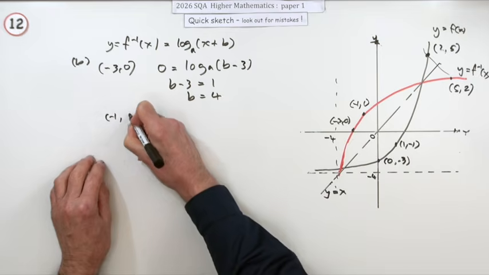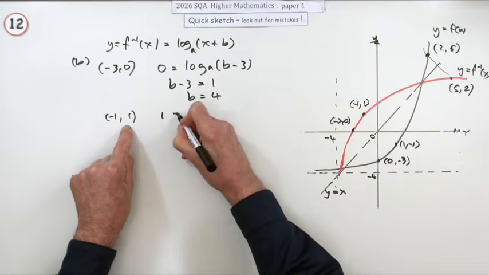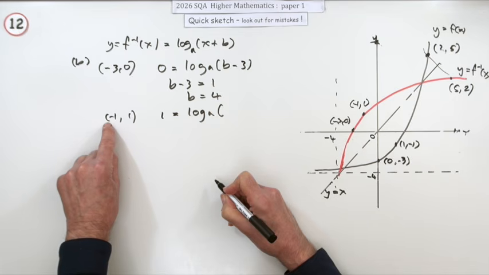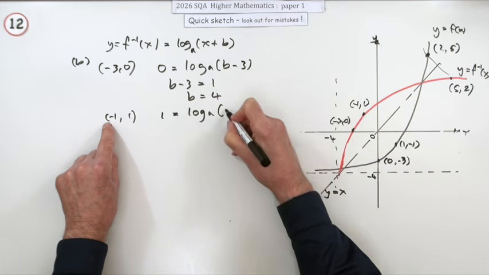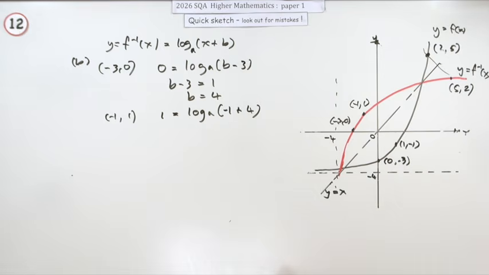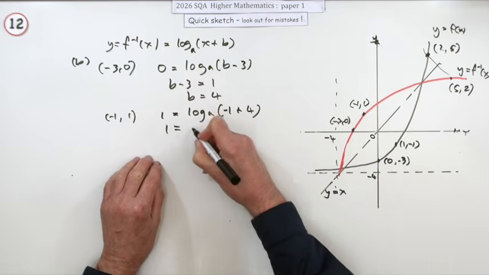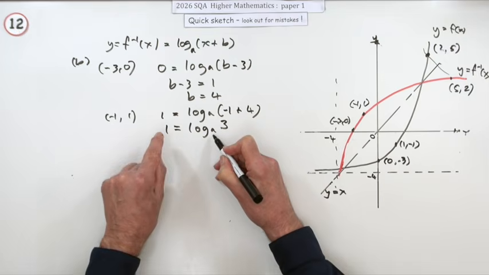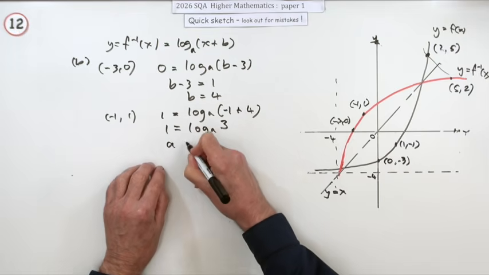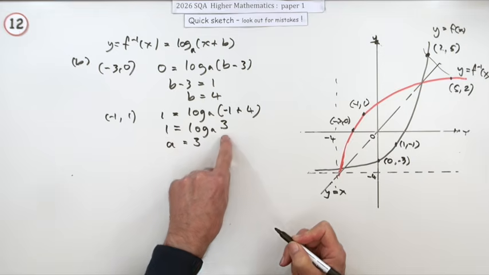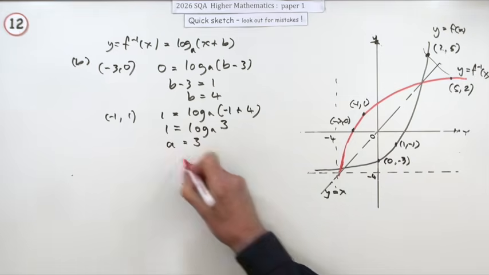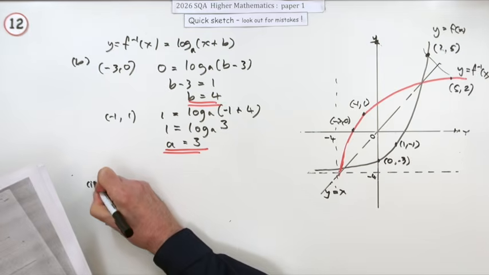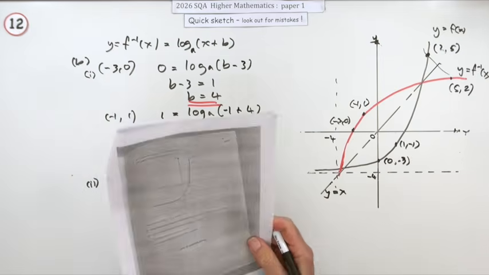Now pick another point, -1, 1. The y coordinate's 1. So 1 will be log base a of, now x is -1, but you already know what b is, so you're going to have -1 plus 4, which comes to 3. So you've got 1 is equal to log base a of 3. And if the logarithm comes to 1, those two numbers must be the same. A must be 3, because 3 to the power 1 gives 3. So you can imagine that if you just remember to put in coordinates, and then that the log of 1 is 0, and log base something of itself is 1.